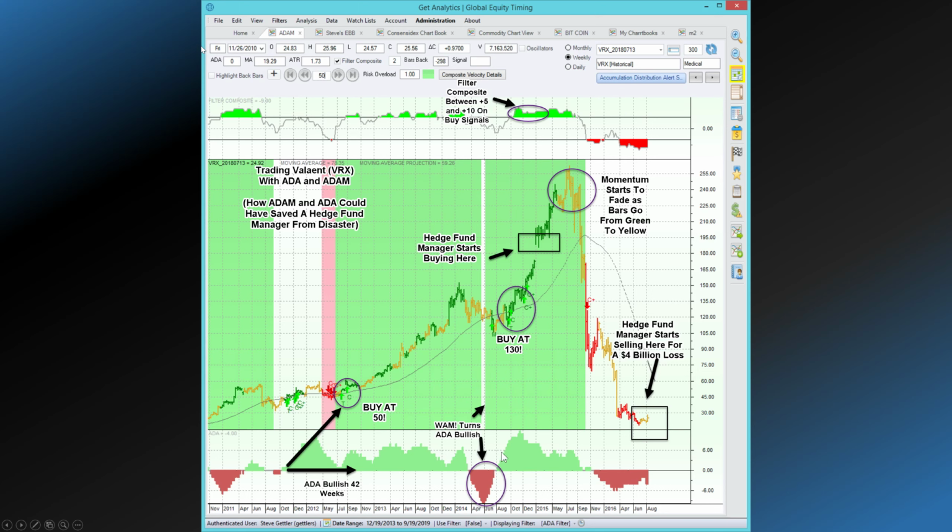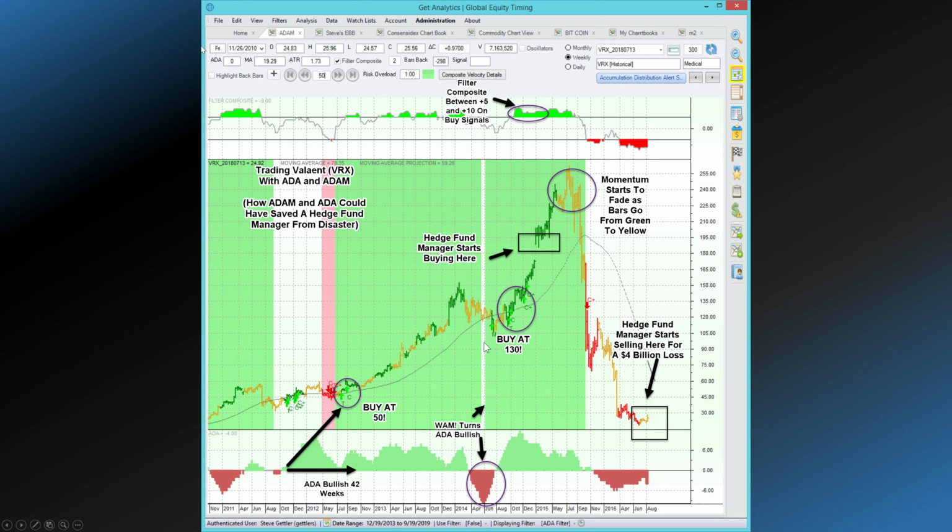We're going to show you how ADA would have saved this manager from disaster, and we're going to show you how the entire global equity timing set of tools would have allowed you to exit this with a couple of big profits before disaster hit this stock.